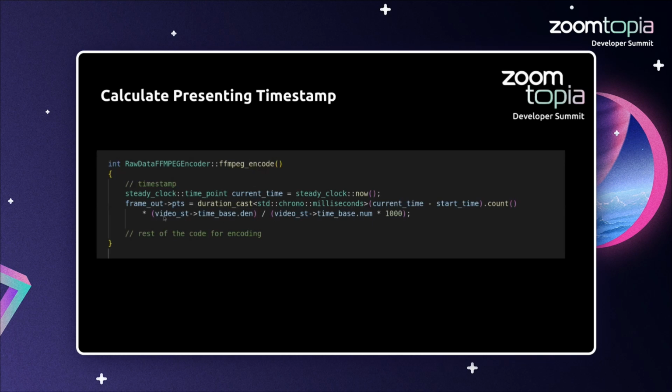So here is the video stream time-base den and video stream time-base num. These two parameters are the way the video encoding system expresses the time unit. So with this formula, you can calculate the presenting timestamp in your code. And you may wish to note down this formula and use it in your own code.